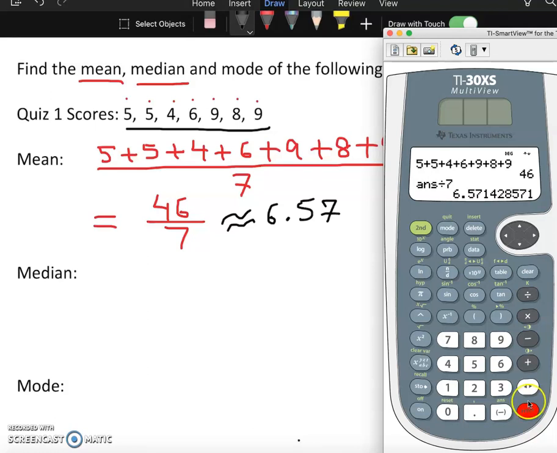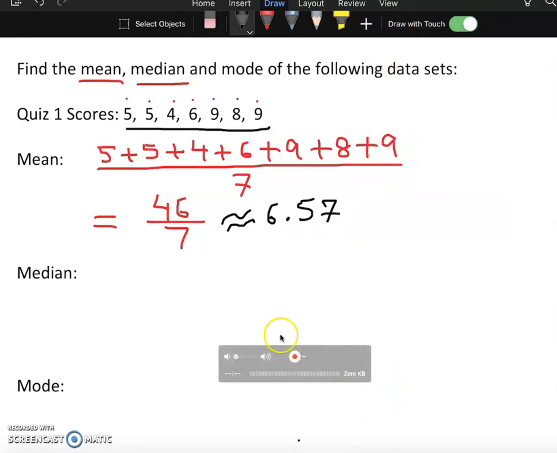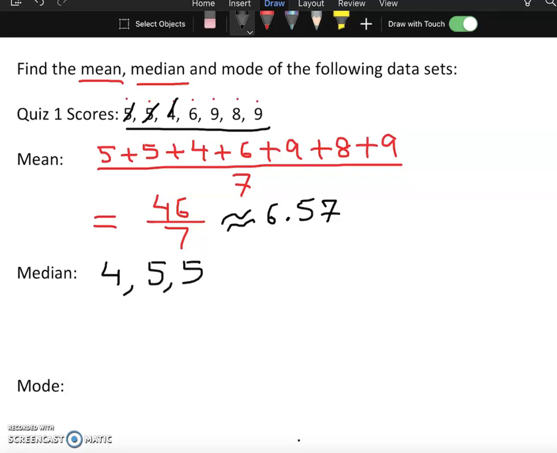Okay, next thing we're going to do, finding the median. So median, again, you organize from least to greatest. So you clearly see, 4 is our smallest number, so we put down 4 first, and the next one we put down 5, we cross out. These are the next numbers, so 5, 5, and the next number is 6, and then we have 8, and then we have 9, 9.